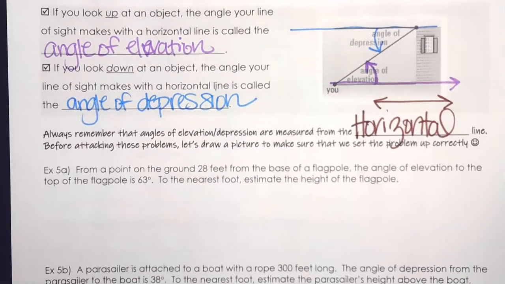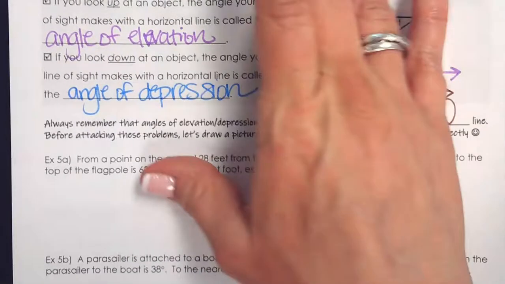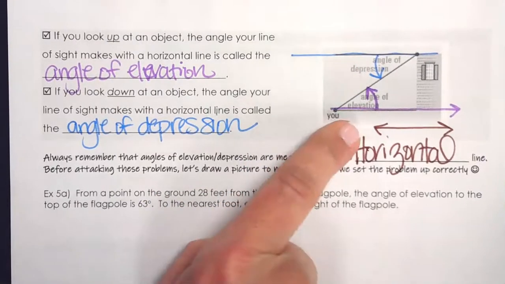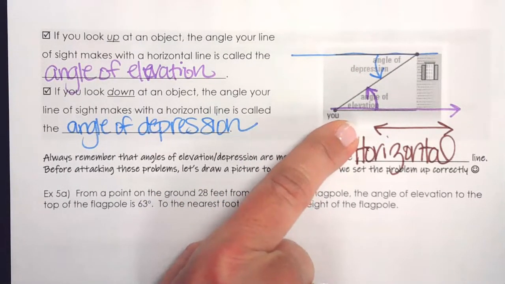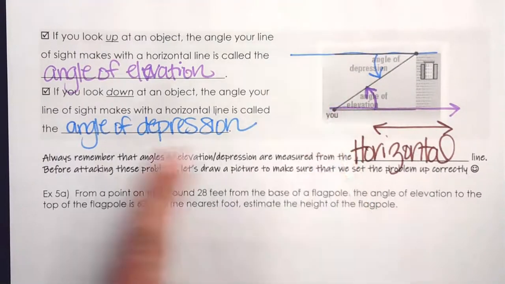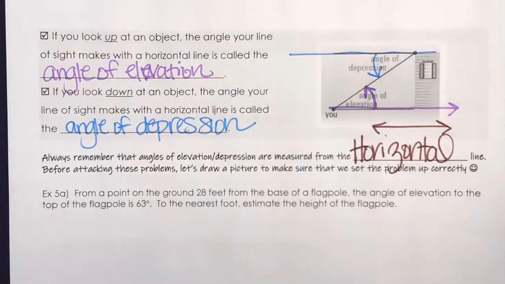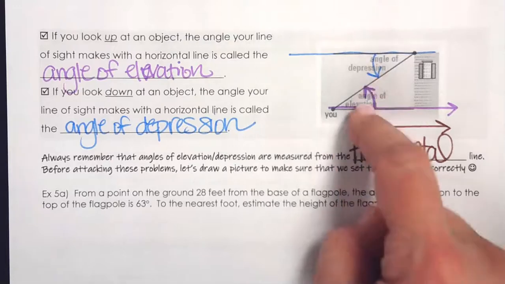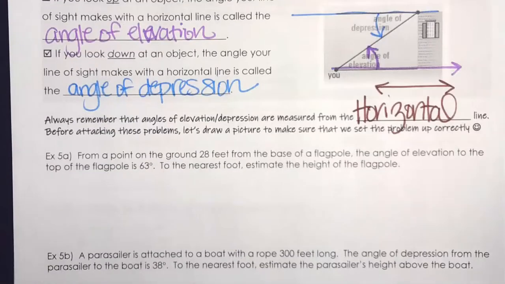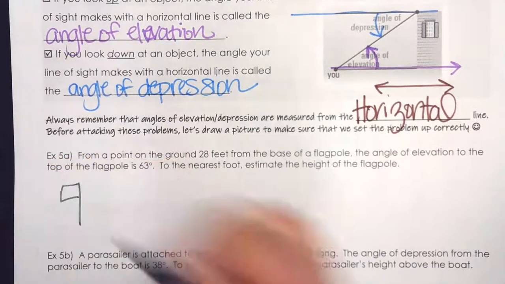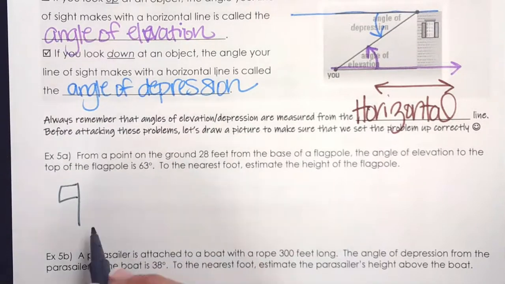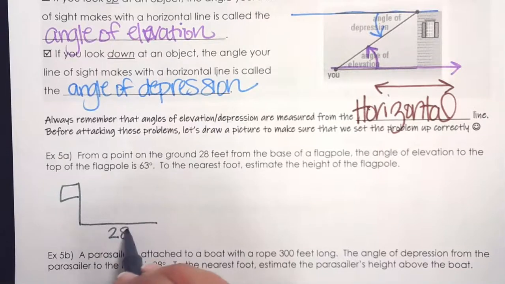So example 5A says from a point on the ground, 28 feet from the base of a flagpole. Oh, and one thing, what do you notice about the angle of elevation and angle of depression? Do you remember that they're the same angle really, right? Those are alternate interior angles, which means that they're the same. So if they give you an angle of depression, it's really like an angle of elevation and vice versa. And that can help us in our pictures sometimes. So let's look at 5A. It says from a point on the ground, 28 feet from the base of a flagpole. So here's a flagpole. And we have a point on the ground 28 feet from the base.